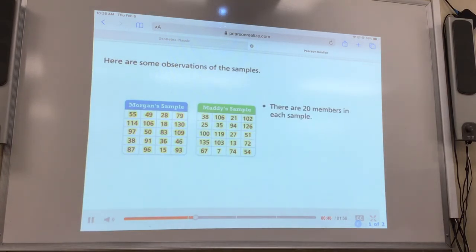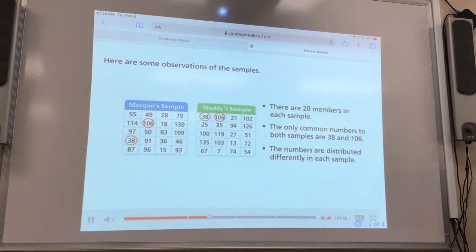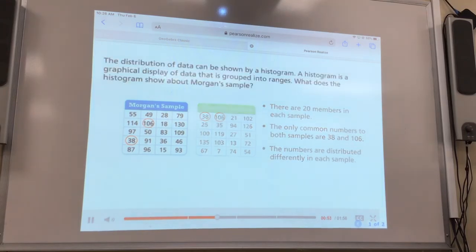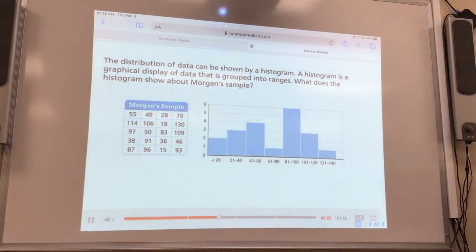Here are some observations of the samples. There are 20 members in each sample. The only common numbers to both samples are 38 and 106. And the numbers are distributed differently in each sample. The distribution of data can be shown by a histogram. A histogram is a graphical display of data that is grouped into ranges. What does the histogram show about Morgan's sample?